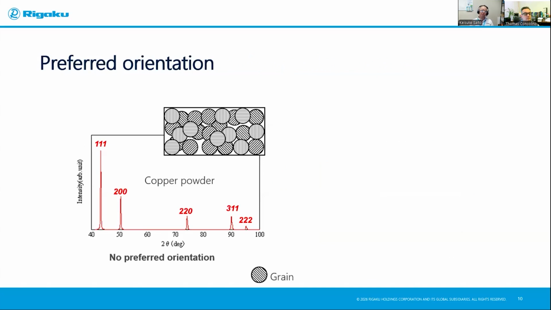This example is showing copper. Assume the copper is a powder now. The circles show the grains. With powder, like I said, your grains are randomly oriented. So from the powder scan or thin film scan, you get all the necessary peaks, and you identify copper as the phase.